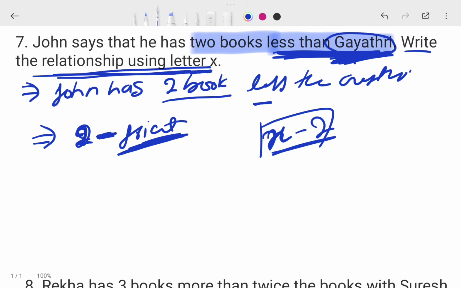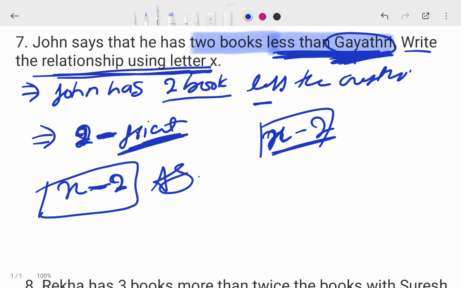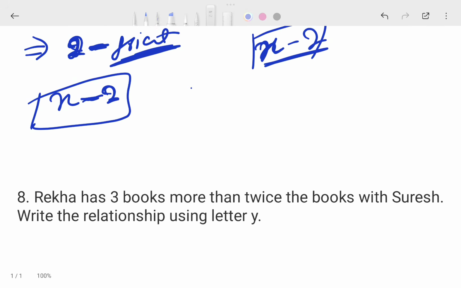So we write it the proper way: Gayatri has more chocolates, that is x. Let's suppose they have x chocolates. Then how many chocolates do you have? Only 2 less than Gayatri. So this is your answer, x minus 2. Is it clear? You can write x minus 2 in a bracket, otherwise nothing will happen. Or you can just put a box like that also. Okay, is it clear? Right, so this 7th question is also clear.